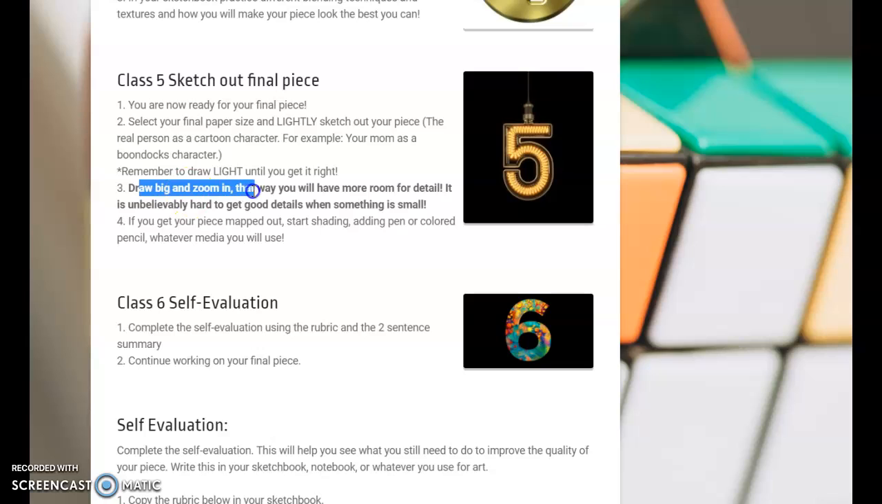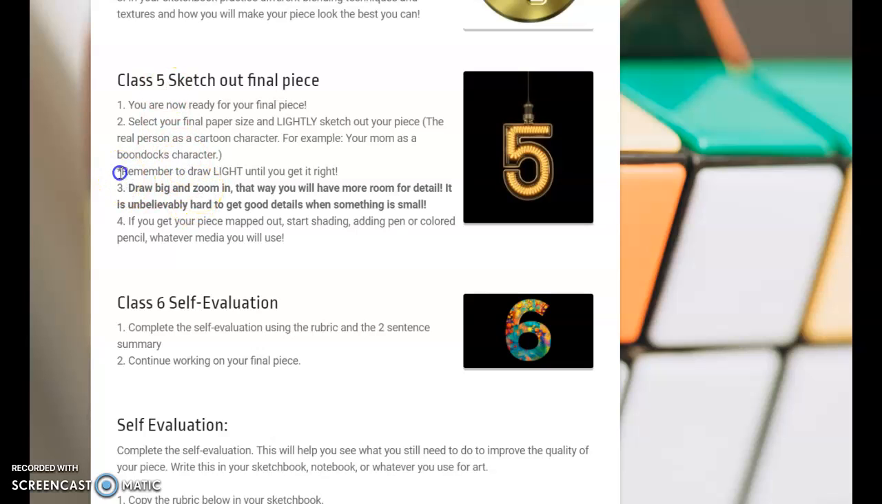Make sure you zoom in, okay? Zoom in, all right? That's what's really going to help you with your piece. Zoom in because you can get more detail. It is extremely hard to get good details if it's small. It's almost impossible. So make sure you zoom in really, really big, okay?